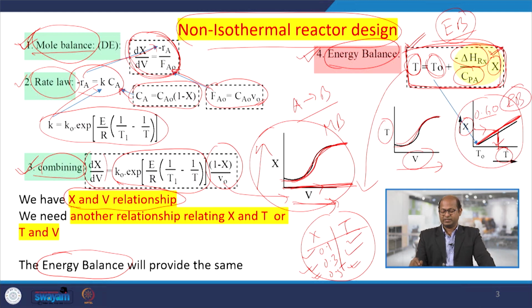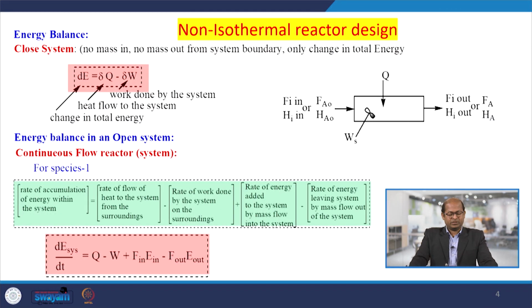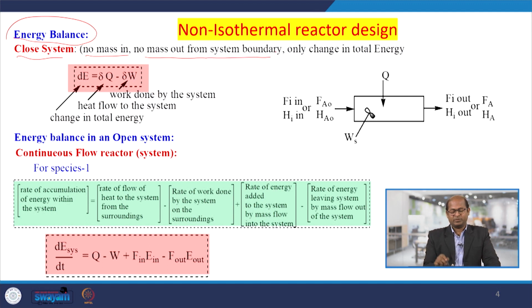Okay. So, these are the things, this energy balance curve or line, how we can draw, that we will discuss in those equations. Okay. So, before that, if we discuss the energy balance, there are various types of systems, closed systems, open systems, adiabatic systems, that we should know. So, in the closed system no mass in, no mass out from the system boundary, but only change in the total energy. Energy may transfer from inside to outside or outside to inside, that is the closed system.